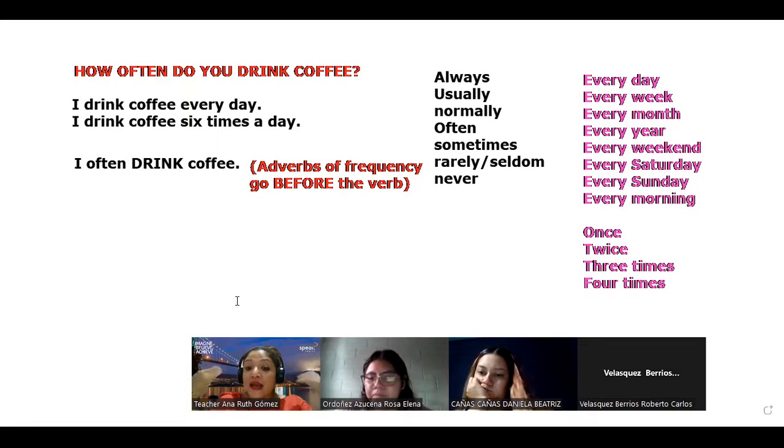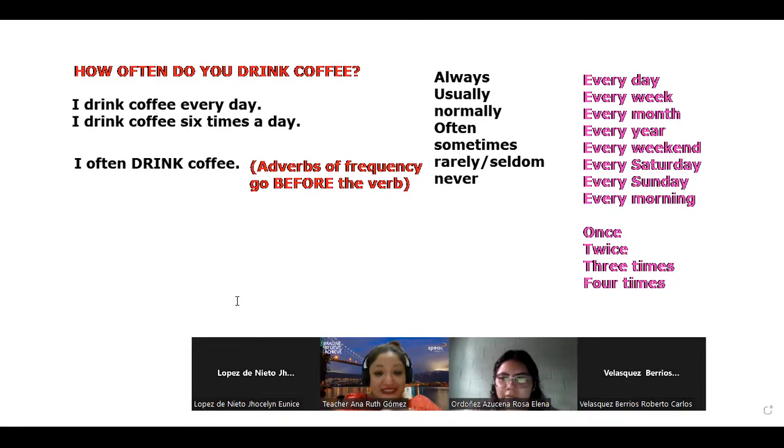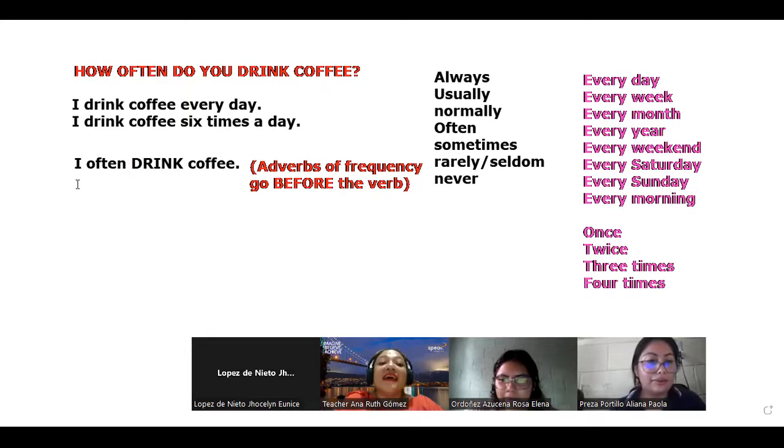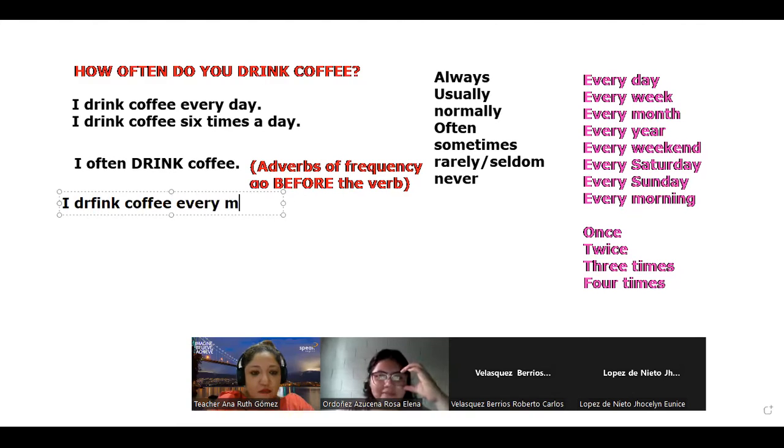Okay. ¿Alguien más que me quiera dar un ejemplo? And one example, how often do you drink coffee? Jocelyn? I drink coffee every morning. Excellent. Very good. I drink coffee every morning. Now, if you pay attention, everybody, the position of the time expressions, ¿a dónde van las time expressions? At the beginning or at the end? At the end. Very good.